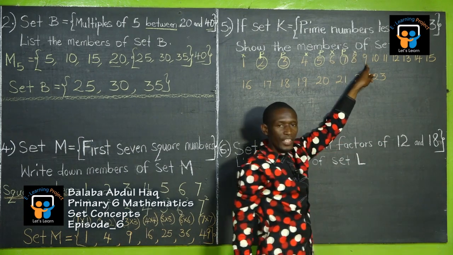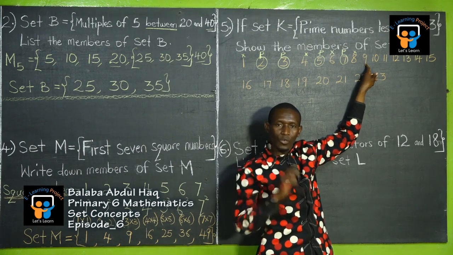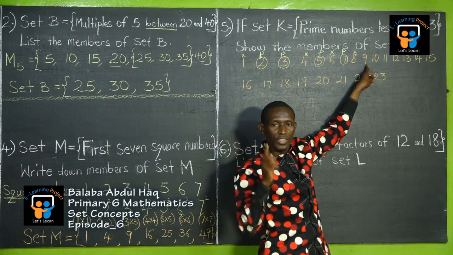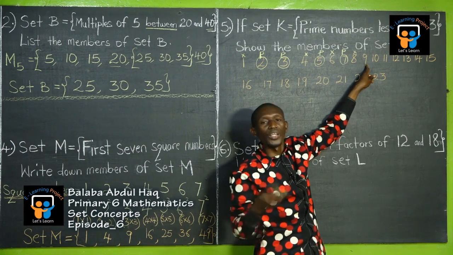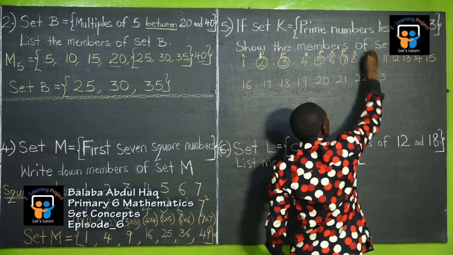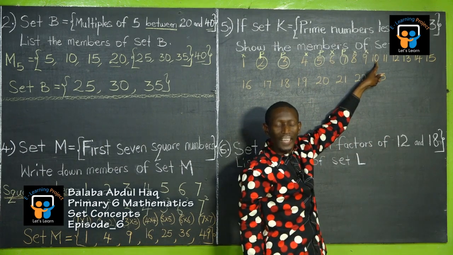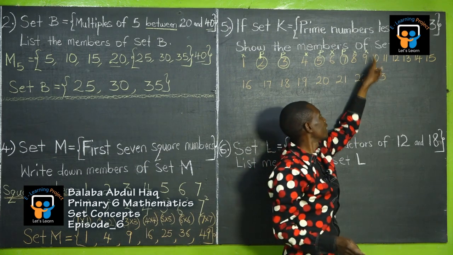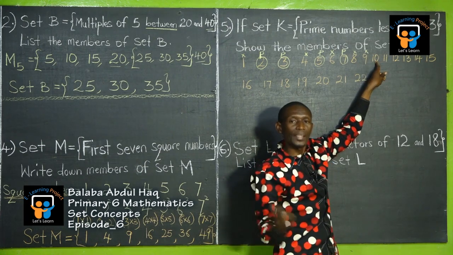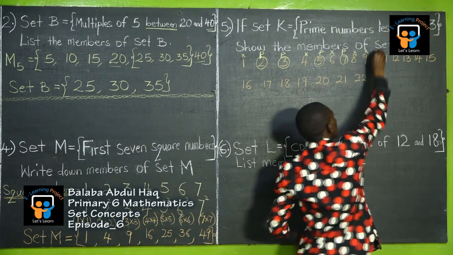Come to 9. Is there any number that can divide 9? Yes, 3. Good. 3 times 3 is 9. Meaning, 9 divided by 3 is 3 exactly, no remainder. So, this one is not prime. Which number can enter 10 exactly? Now you are picking 5 and 2 can enter 10. Since 10 has numbers that can go into it exactly, this 10 is not prime.